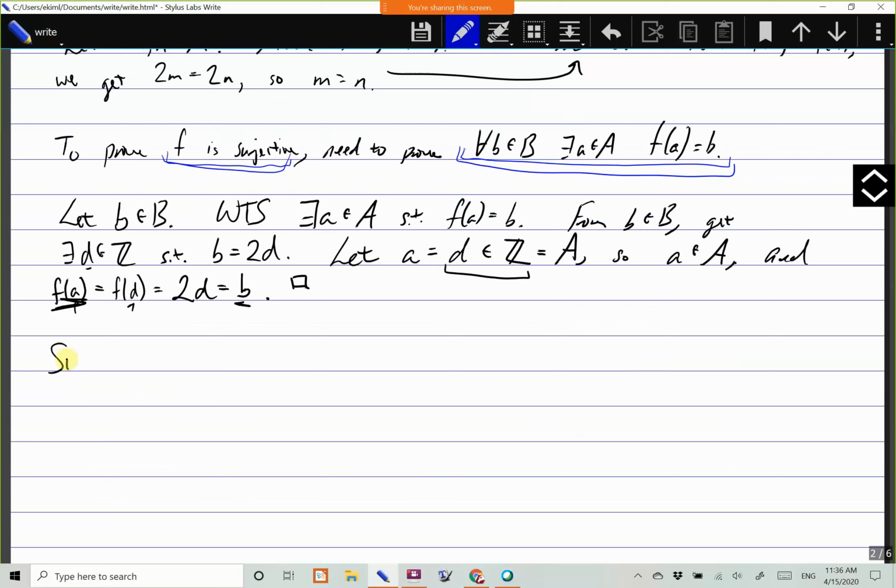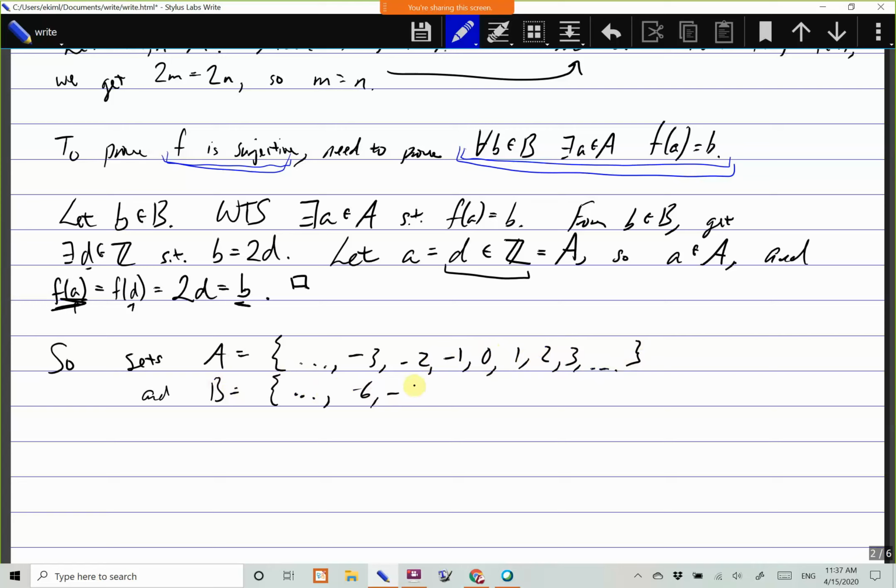So what we have going on here is the sets A, which we wrote earlier, right? Dot, dot, dot, -3, -2, -1. We wrote it out this way. And B, which was just the set of evens, so, like, dot, dot, dot, -6, -4, -2, 0, 2, 4, 6. These have the same cardinality. We're going to say that these sets are the same size.